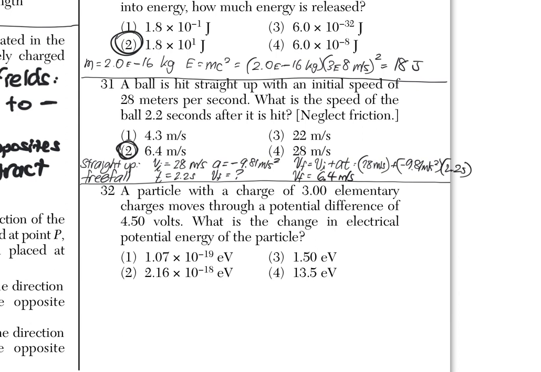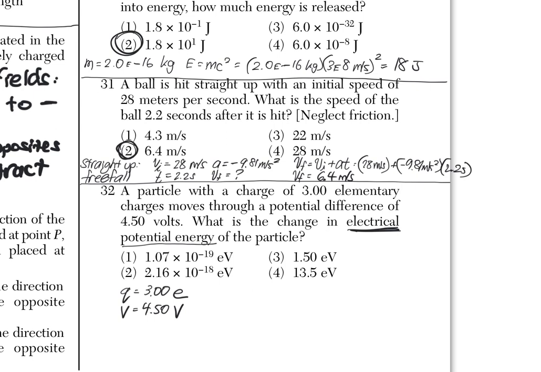We have elementary charges and voltage, and it wants the electrical potential energy, the energy of the particle. Now, charge, we usually require charge to be in coulombs, so we would need to convert. But before we convert, let's keep writing things down. Voltage is 4.5 volts. And they're looking for electrical potential energy.